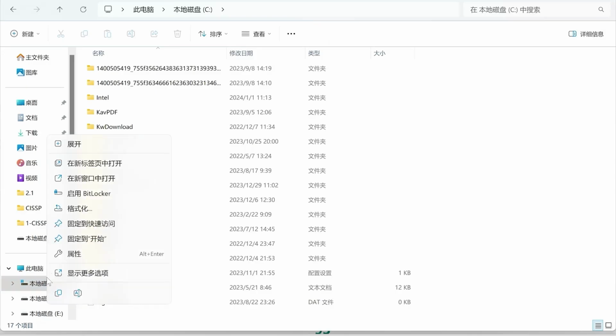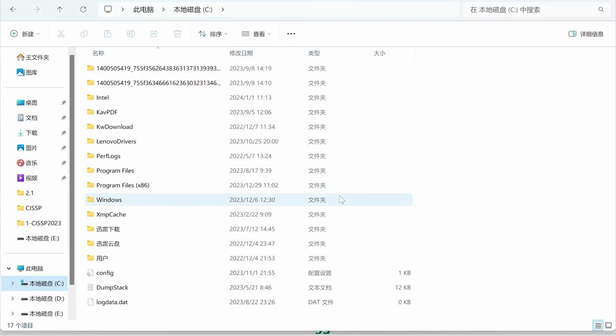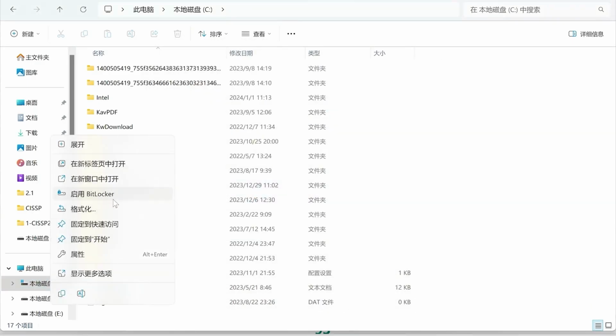For example, for Windows, Microsoft's operating system, when we open the resource manager, I randomly find a hard disk, right click, and there is an option called enable BitLocker. The underlying layer of BitLocker is the AES algorithm. Please note that I just turned it off during the encryption process. Don't enable BitLocker casually, as it may cause the hard disk to be encrypted and then the key can't be found or is lost, making the hard disk unusable.